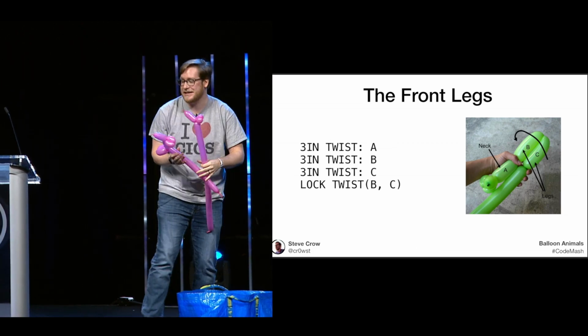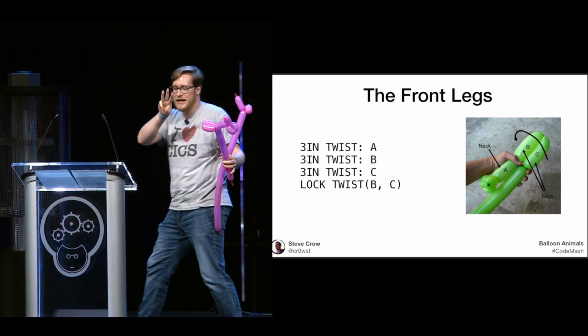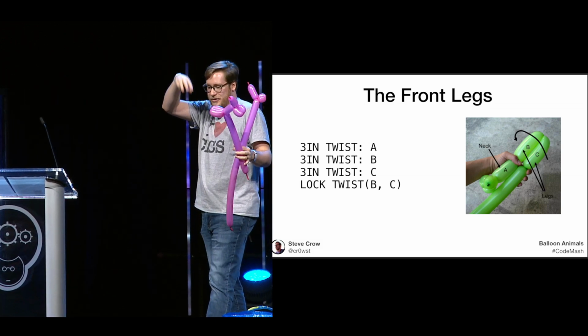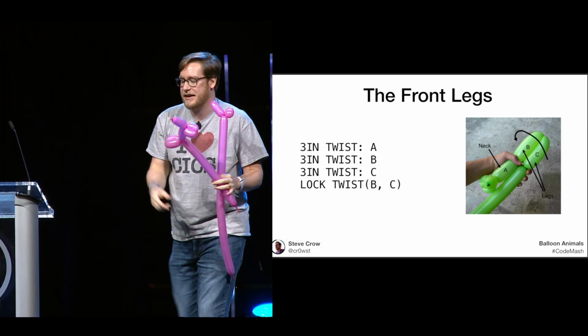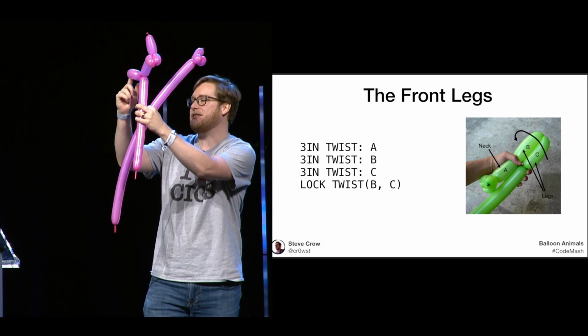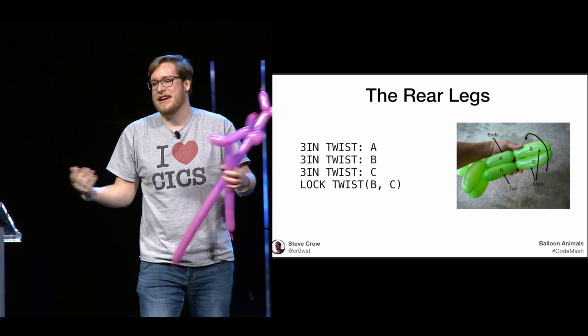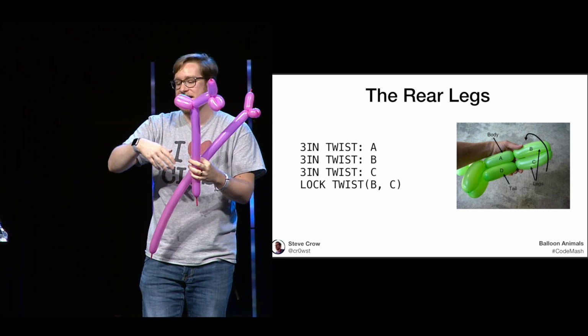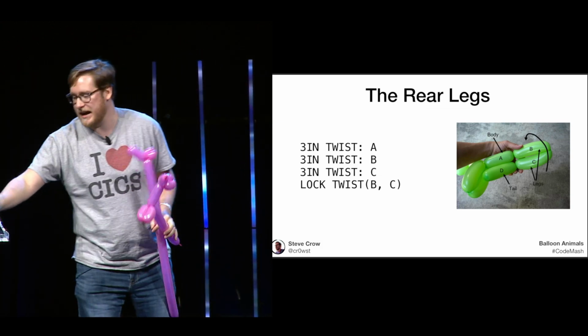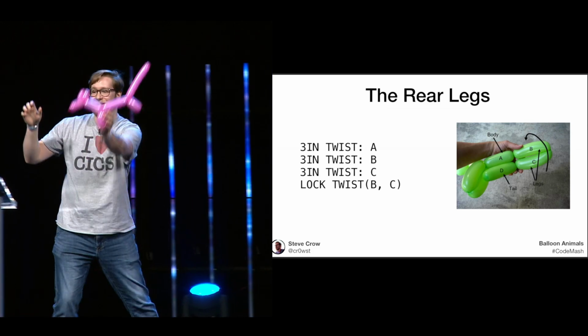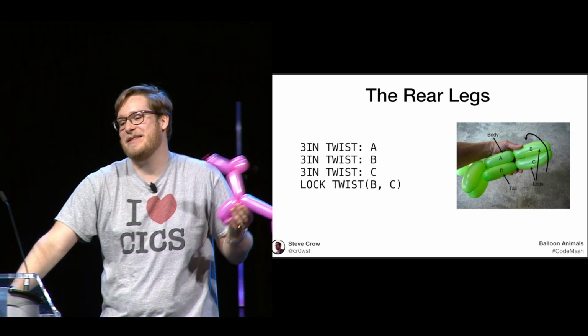Then we do the front legs. And for the front legs, it's a similar process. We do 3 twists, 3-inch twists, and then we lock them together, and it forms the leg section of the dog. And then we do the rear legs, which is the same thing. It's the 3-inch twists, and then the lock twist of the two together, and eventually you end up with a dog. It's like TV magic.